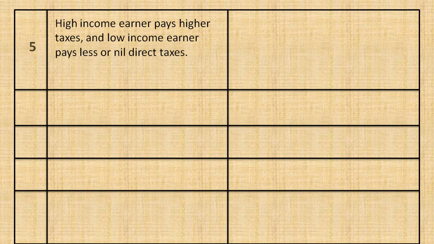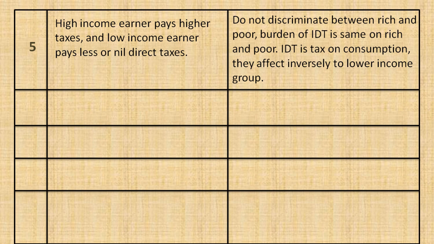More differences. Point number 5. High income earners pay higher tax and low income earners pay less tax or nil tax in direct tax. Therefore, direct taxes are progressive in nature, whereas indirect tax does not discriminate between rich and poor. The burden of indirect tax is the same on the rich as well as on the poor. Indirect tax is a tax on consumption that affects the low income group inversely. Therefore, a rich person like Mukesh Ambani or a common man pays the same amount of indirect tax.